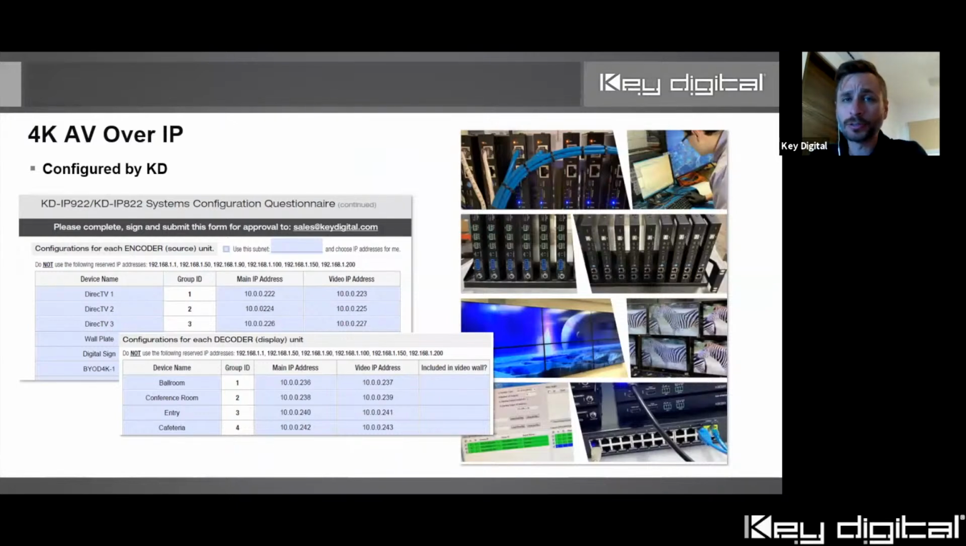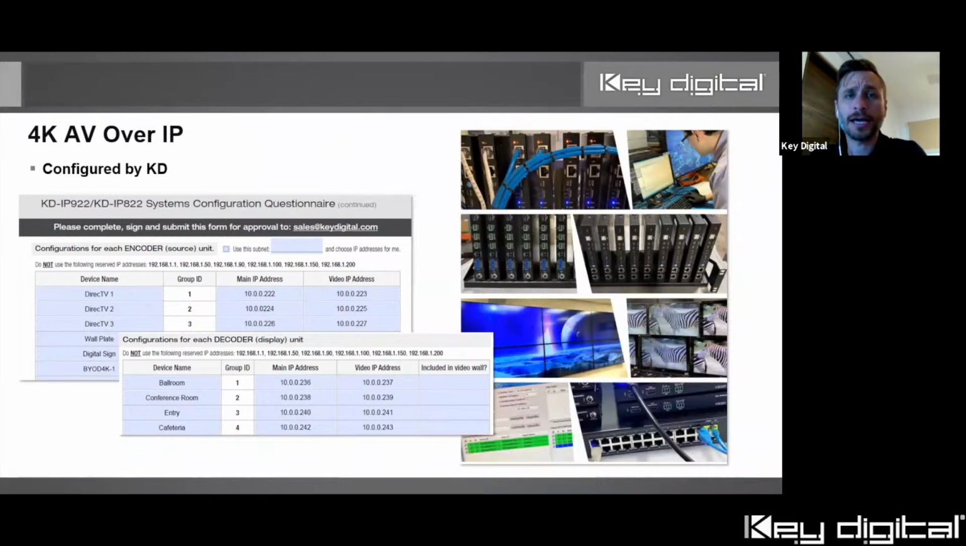What is Key Digital doing that's different from the others that makes our solution so popular is we're doing all the heavy lifting for the integrators. We ask for a configuration form to be submitted at the time of your purchase order. Tell us, what are your encoders? What are your decoders? We see the examples here. You don't call them encoder 1, 2, 3. We call it DirecTV 1, DirecTV 2, DirecTV 3, wall plate. We call the displays by their name: ballroom, conference room, entry, cafeteria, etc., so that the user sees these names in their control interface, and it makes it very, very user-friendly.